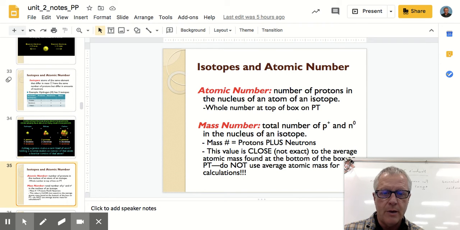So what is the atomic number? It is the number of protons. And when you look at the periodic table, you're going to see some numbers. You'll see a symbol for the element, and then the upper number is the number of protons, or the atomic number. Then there's the mass number. Now, the mass numbers tend to be odd numbers, and we'll do more on that later. They are actually the average atomic mass on the periodic table.